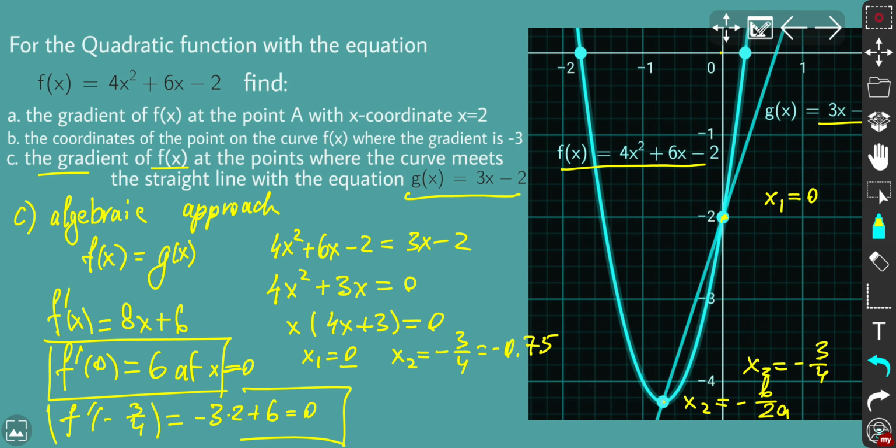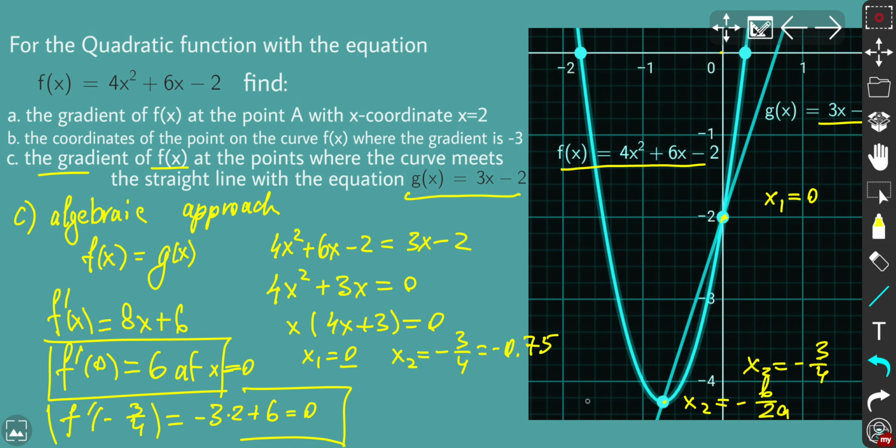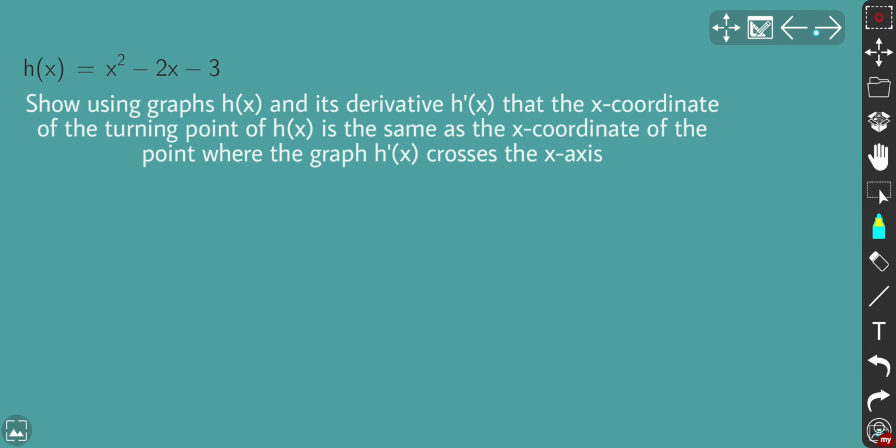And indeed, here the gradient corresponds to what? It corresponds to the horizontal line, right? So this is the tangent line. So obviously the gradient should be equal to 0. So at the turning point, at negative 3 over 4, you'll have the gradient equal to 0. So that's how it works. Okay, so let's move to the next problem.